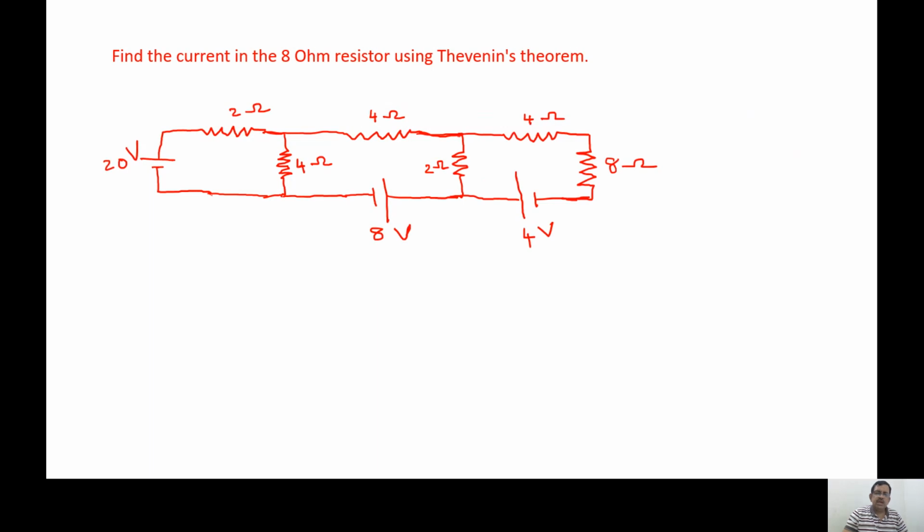It is a simple circuit with DC voltage sources and resistors, and the resistances are marked. The 8 ohm resistor is over here. I want to know the current that is flowing only through this element. So how do I solve this using Thevenin's theorem?